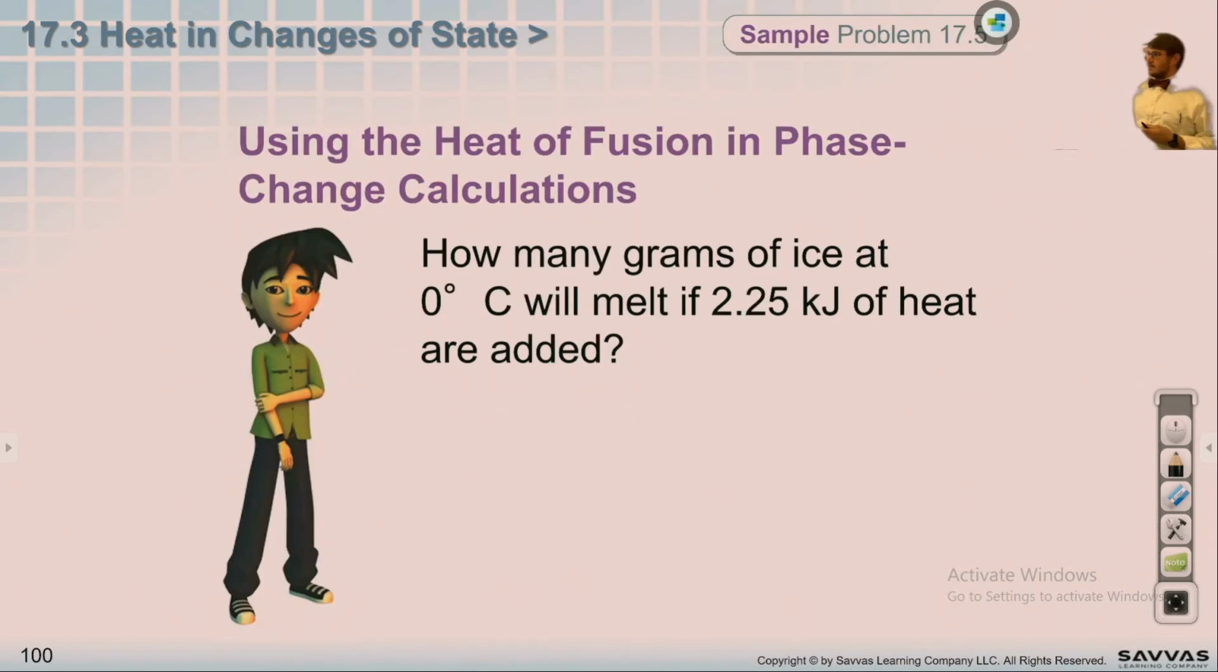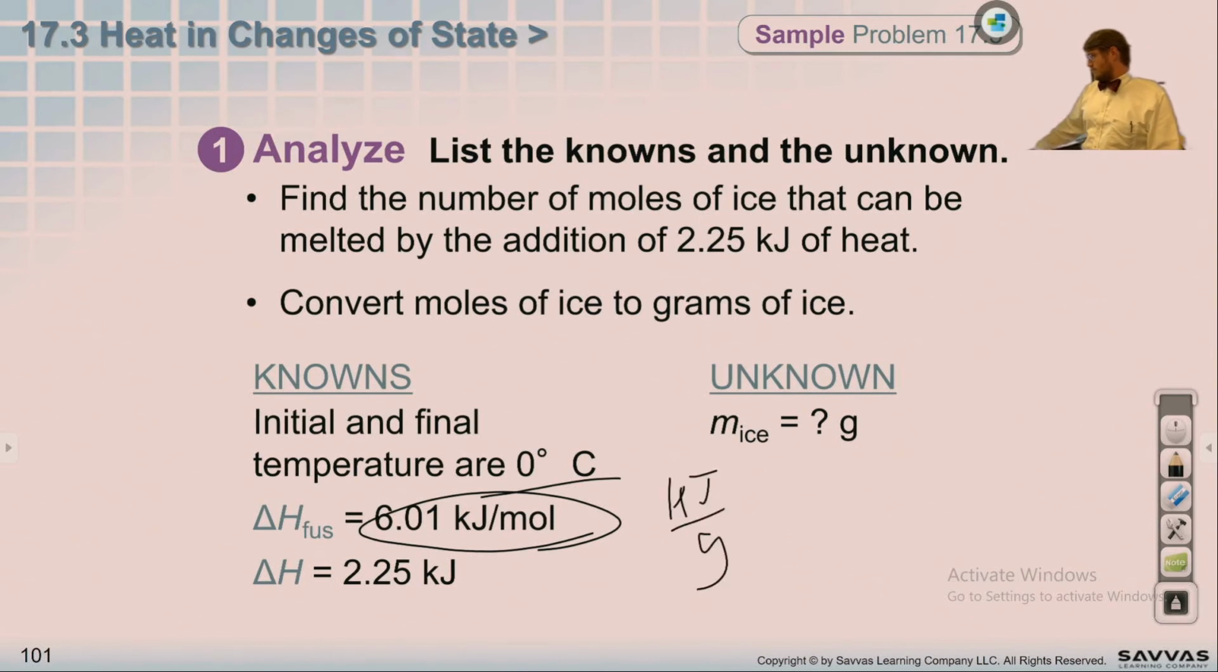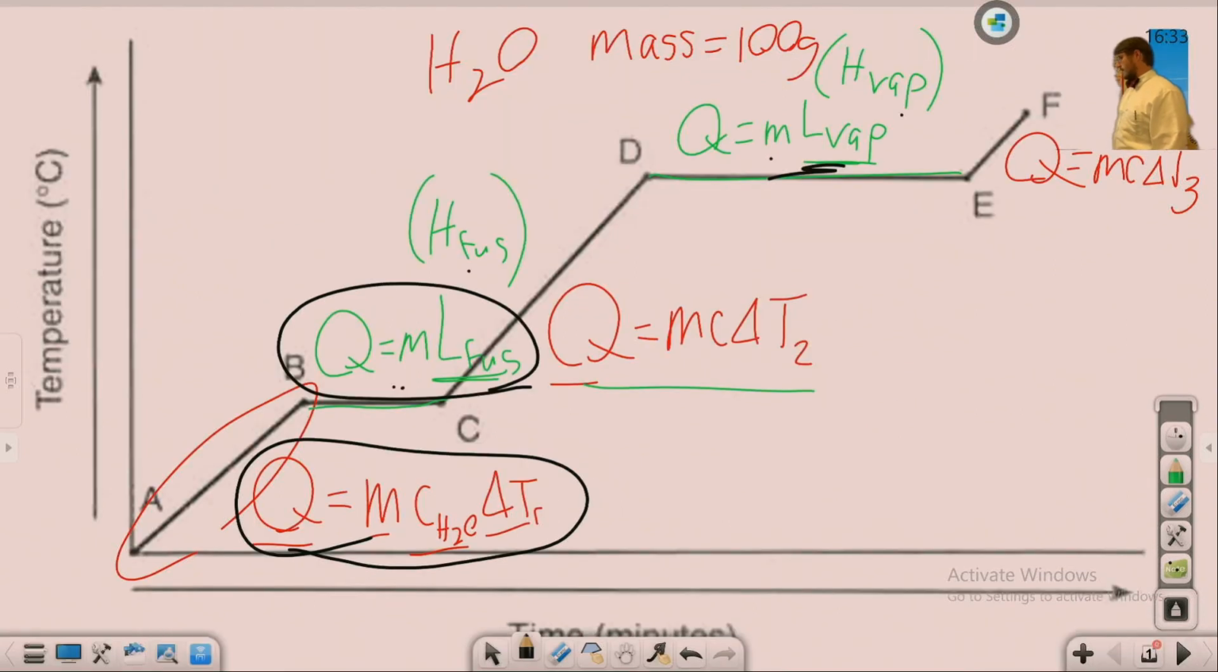This just shows how they are opposite but equal in value, opposite in nature of that reaction. So using it in phase changes, how many grams of ice at 0 degrees C will melt if 2.25 kilojoules of heat was added? Well, we've got our initial and final temperature. It doesn't change there. And then our ΔH fus is in kJ per mole. Now, we're used to using kilojoules per gram or just joules per gram as another latent heat of fusion equation. That's what this chart is all about.